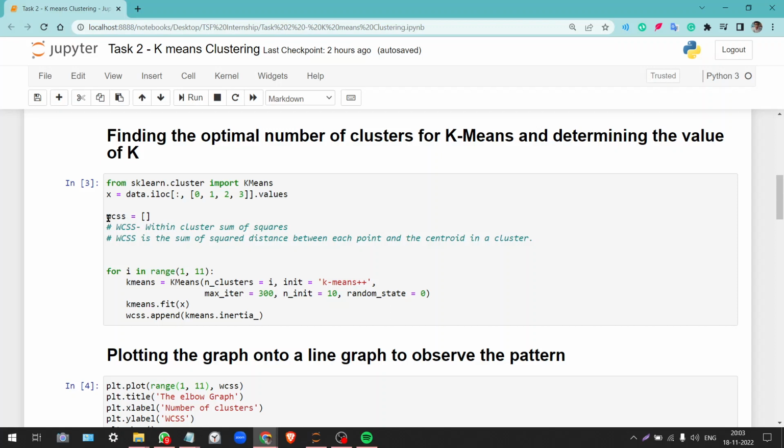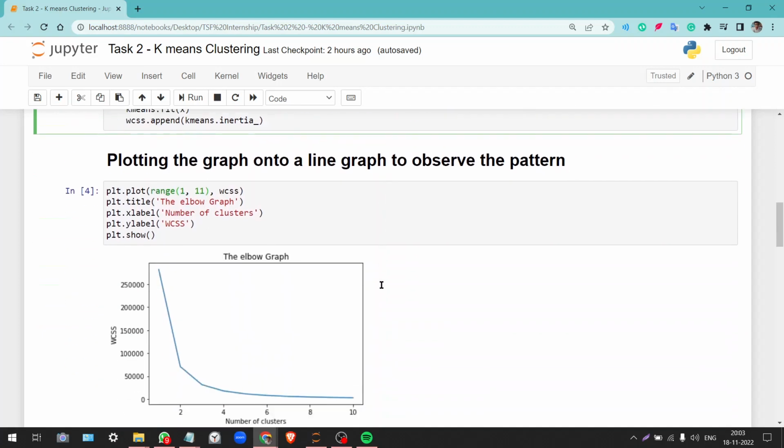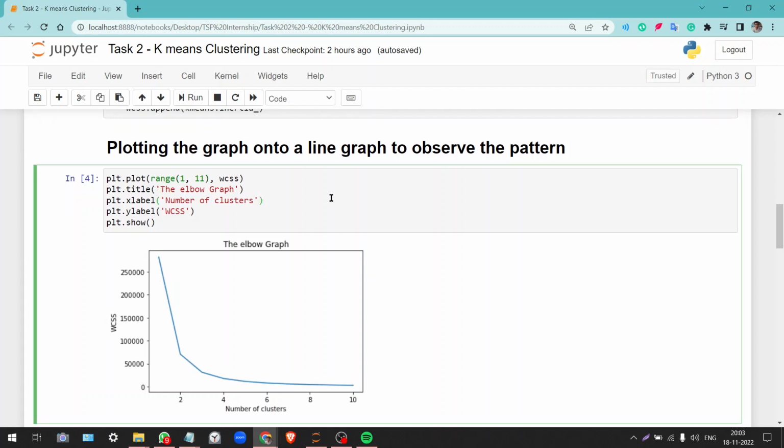Here WCSS means within cluster sum of squares. It is the sum of squared distances between each point and the centroid in a cluster. So in a cluster, it is the sum of the distances from the centroid to each point present in the cluster. After that we are plotting the graph as a line graph to observe the pattern.